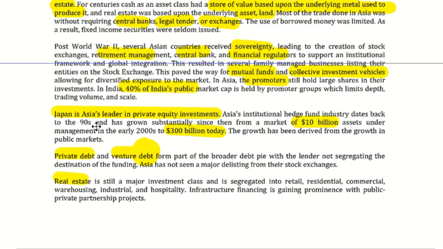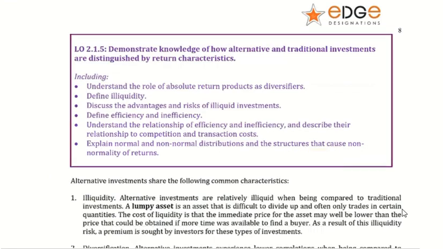Real estate, it's still a major investment class as it always was in Asia. And it's broken down into its major categories: retail, residential, commercial, warehousing, industrial, and hospitality. There we go. Over our page, top of page 8.